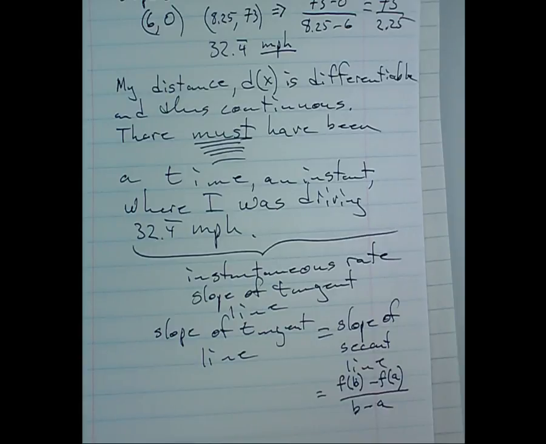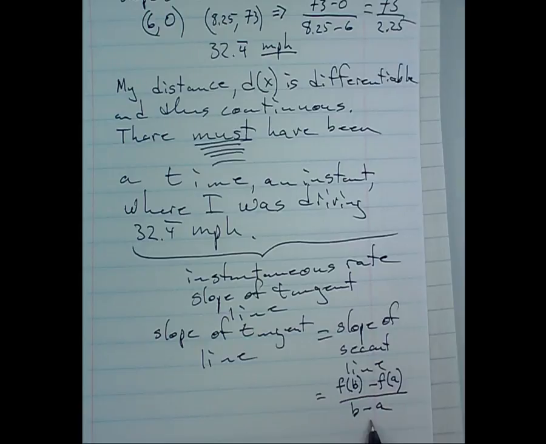Okay. This is a slope of a secant line. Would you agree? Yes. How would I write the slope of a tangent line? What do I do to figure out the slope of a tangent line? And it would be y over x, so f of c over c. That's how we figure out the slope of a tangent line?